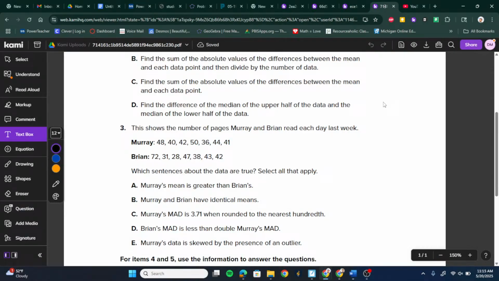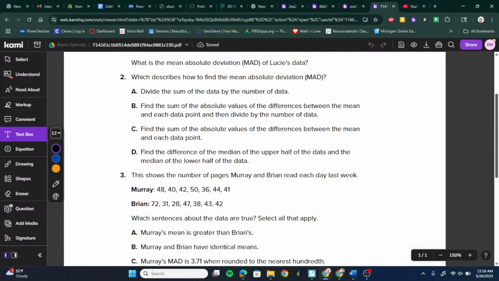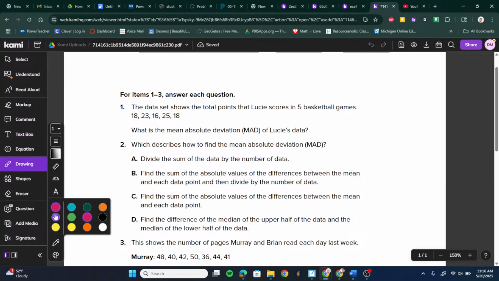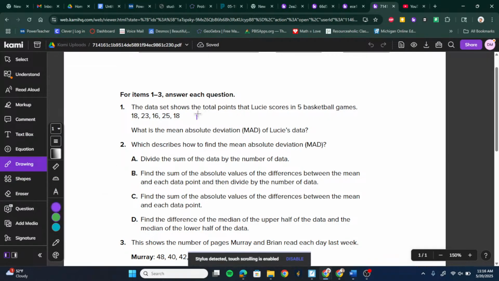So, last page. Again, this would be find the mean. So add this up, divide by the number of numbers. When we find that mean, you're going to get a sum of 100. You divide by 5, and you get 20. Now you compare each of these.